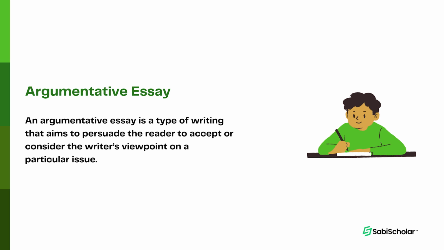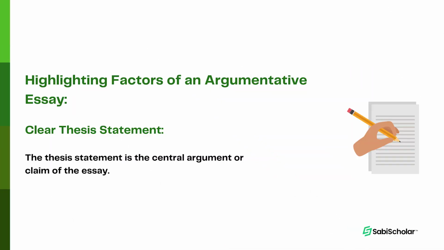In an argumentative essay, you present points to the reader, and the aim of these points is to either stand in favor of or against an idea, a concept, a topic. And for you to know that you've written a successful argumentative essay, when your reader is done with your essay, your reader is supposed to be convinced beyond reasonable doubt that your point of view is better than the point of view that you're arguing against. So we're going to look at highlighting factors of an argumentative essay.